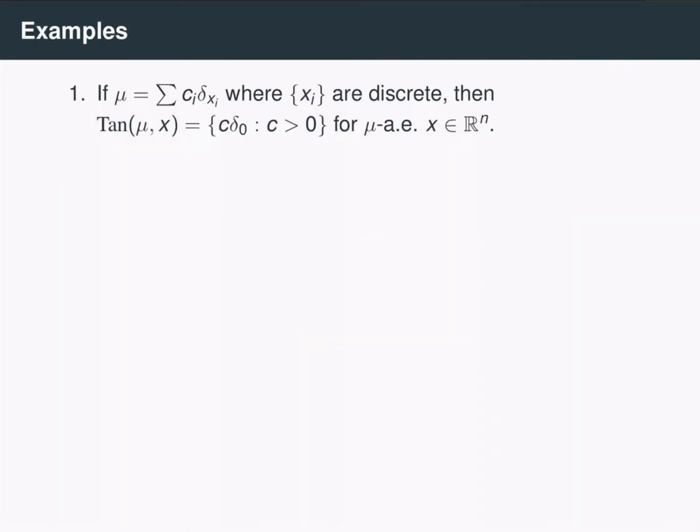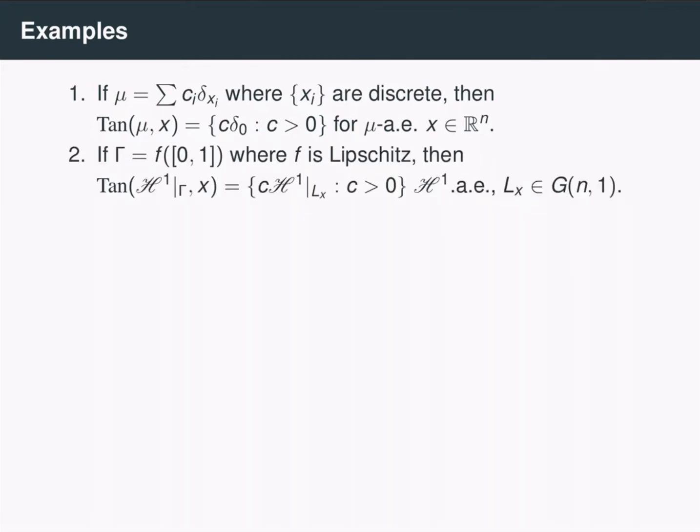First, suppose that mu is a linear combination of Dirac masses centered at a discrete set of points, where by discrete I mean that the set has no accumulation points. Then you can show that for mu almost every x, the set of tangent measures at x will be all positive multiples of the Dirac mass centered at 0. Notice that the Dirac masses are centered at 0 and not any other point, because remember that the map T_{a,r} used in the definition of tangent measures recenters balls to the origin.